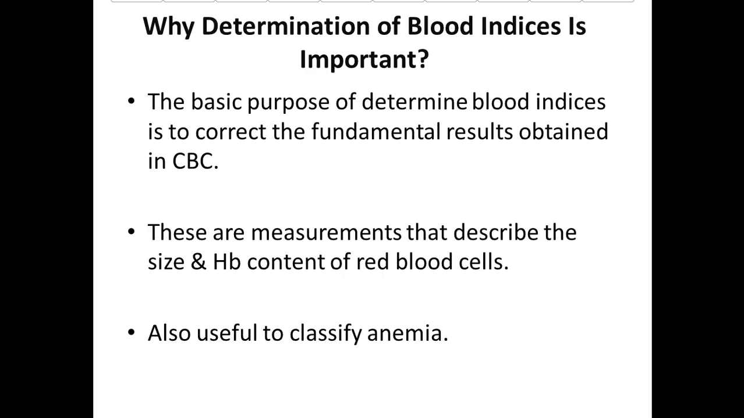Why determination of blood indices is important? The basic purpose of determining blood indices is to correct the fundamental results obtained in complete blood count. These are measurements that describe the size and hemoglobin content of red blood cells. And the blood indices are also useful to classify anemia.